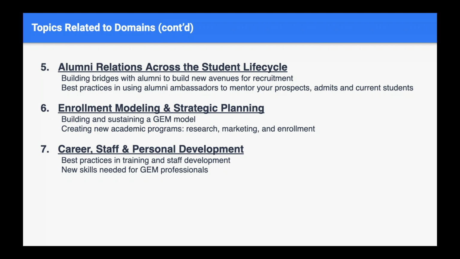Enrollment modeling and strategic planning, larger picture stuff, there are a couple of examples there. Usually senior level GEM professionals would be submitting something in that domain. And then career staff and professional development. This can be anything from staffing your operation, management of personnel, getting the most out of personnel, to general topics that can be of interest to any GEM professionals, things such as the intergenerational workforce, that kind of thing.